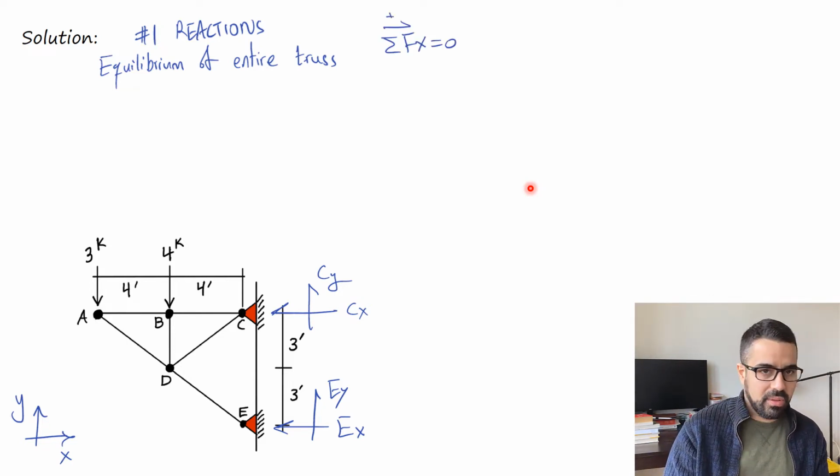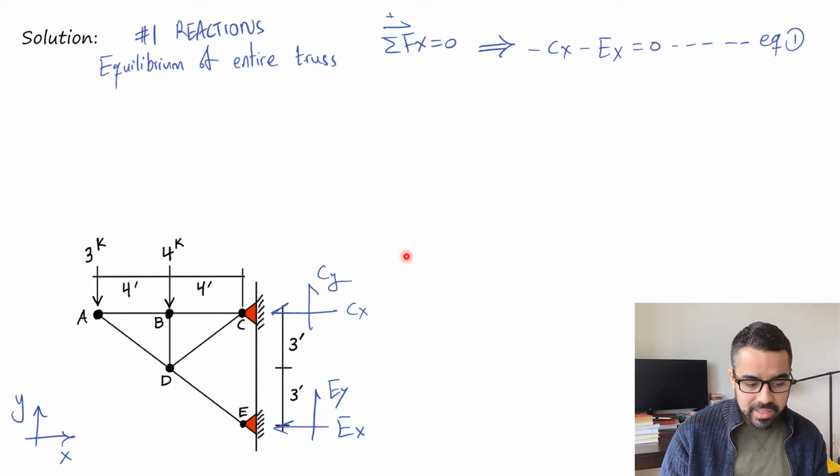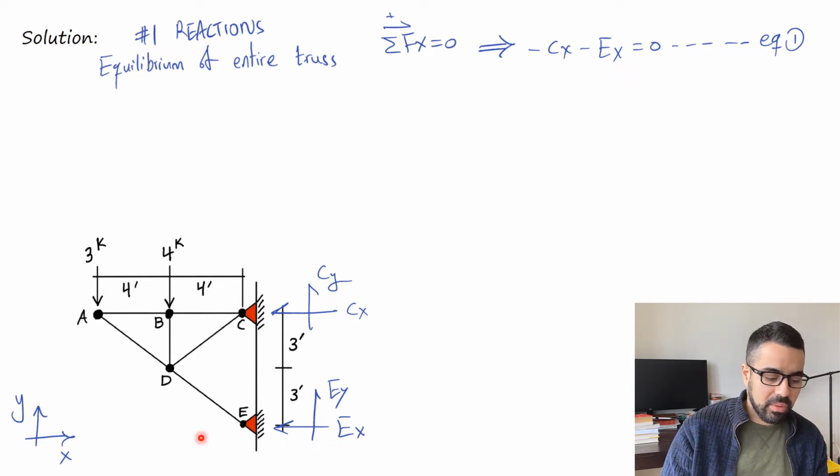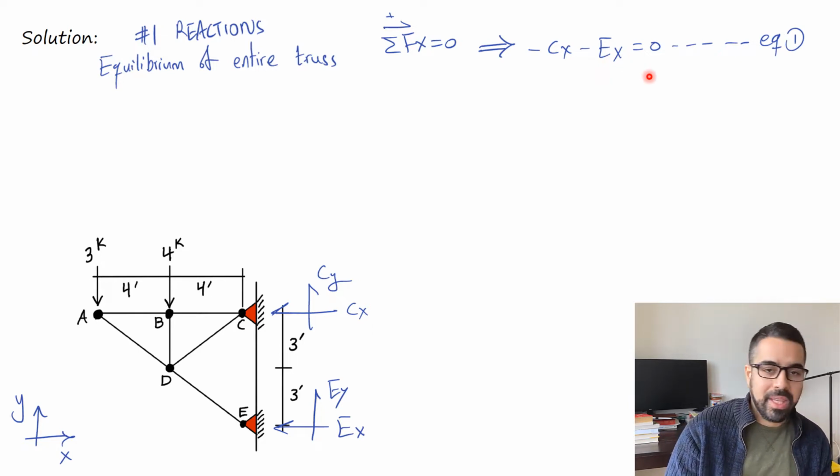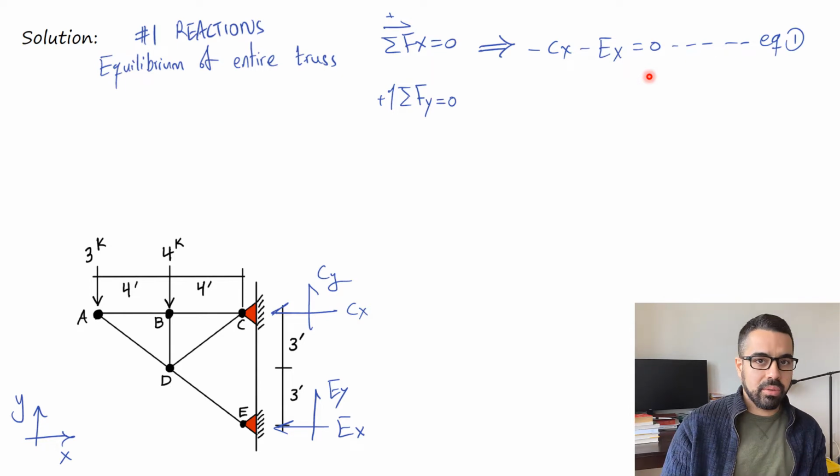So first of all, we do the summation Fx equals 0. We basically assume going rightward is the positive sign. So what we have in this equation are CX and EX, the only two components. So minus CX, just because we assumed it to be going leftward, which is the opposite of the direction we assume for the summation Fx. That's why it's minus CX. EX is the same as well, it's going left. So we put a minus, equals 0. That's equation number 1. Equation number 2 is summation of Fy equals 0.